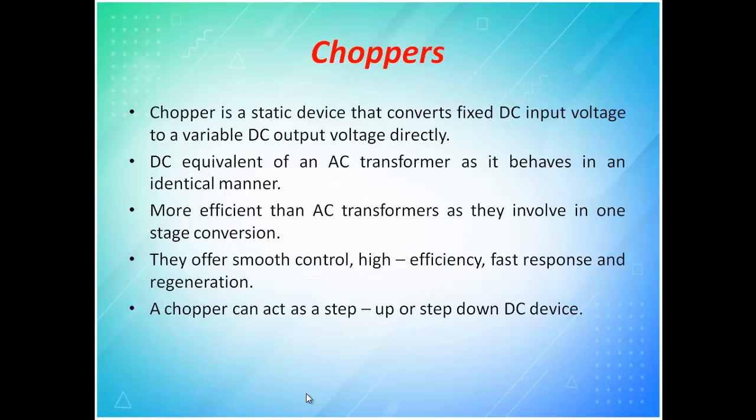Now let us start with what is called a chopper. A chopper is a static device that converts fixed DC input voltage to variable DC output voltage directly. When you take a fixed DC as input, I can get variable DC. With the help of a single chopper itself I can get an output of 120 volts, 100 volts, 80 volts, 60 volt, 24 volt, I can come down, or I can even go up. If the input voltage is 230 volt, I can go above 230, like 230 to 400.